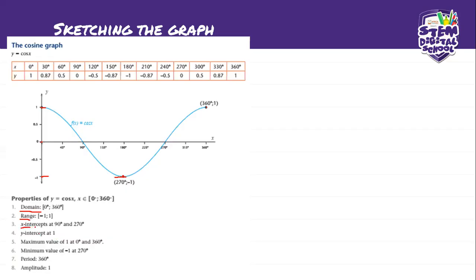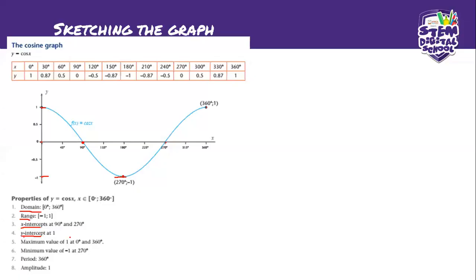Now we have to determine the x-intercept. Now what is the x-intercept? It's where the graph cuts the x-axis, right? In this case, we can see it cuts here at 90 and then also here at what? 270. So we have two x-intercepts, which are 90 degrees and 270 degrees. That is our x-intercept. Now we go to the y-intercept.